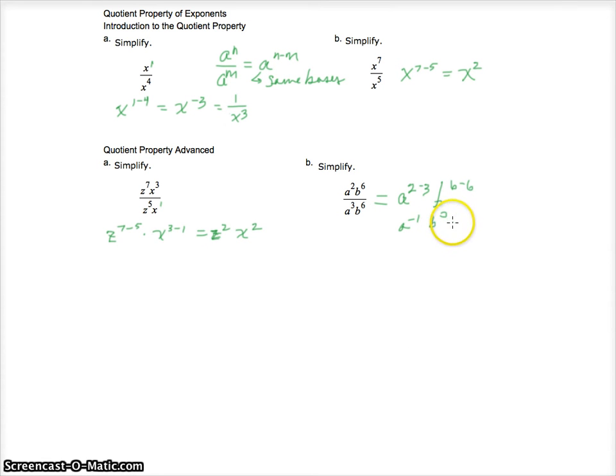Anything to the 0 power is just 1, so the b cancels. So I'm left with a to the negative 1, which equals 1 over a. So just remember to write them out in terms of applying the quotient property, which is subtracting the powers, and then simplify them from there.